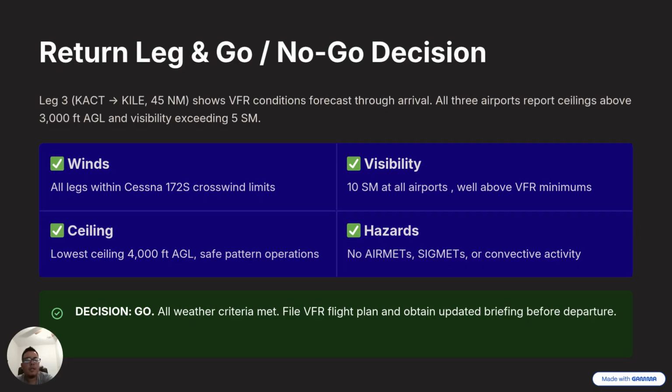So, in a recap, all the minimums are met with this airplane. When it comes to the crosswind, visibility is showing 10 nautical miles at our airport, so it's perfectly fine for VFR. The lowest ceiling was 4,000 AGL, still safe for pattern operations. When it comes to AIRMETs, SIGMETs, or PIREPs, we don't have any activity at all. So it's a good decision as well.